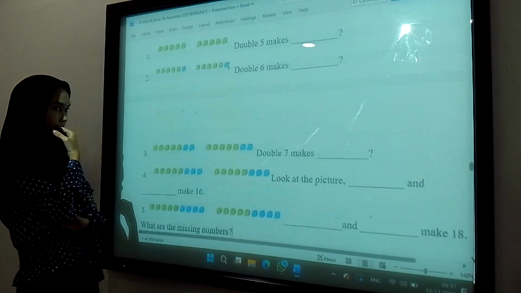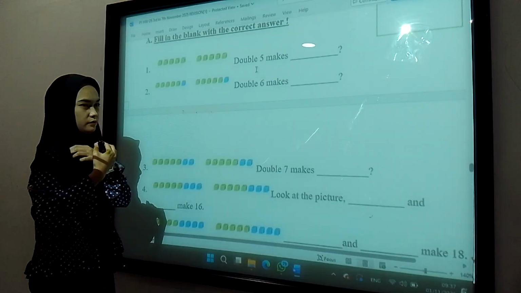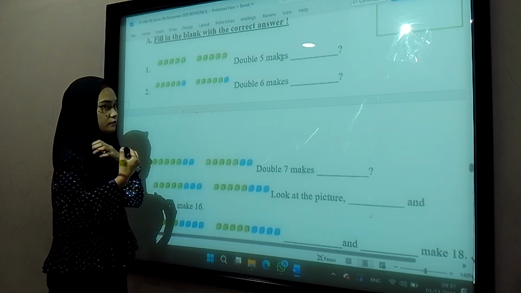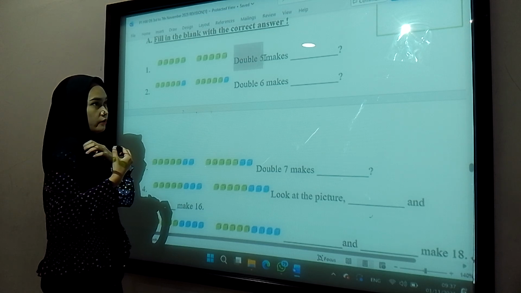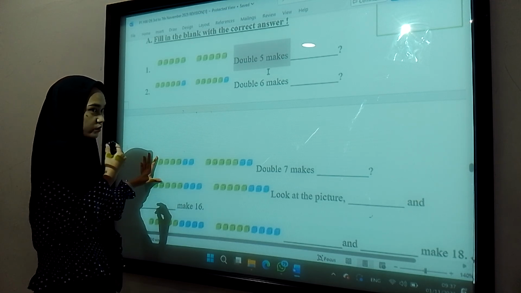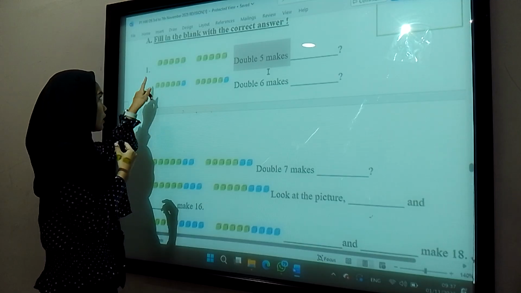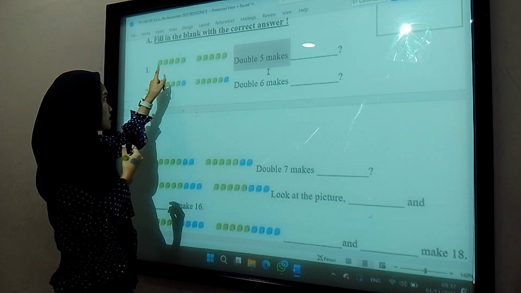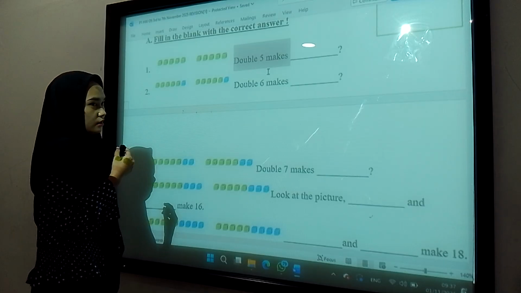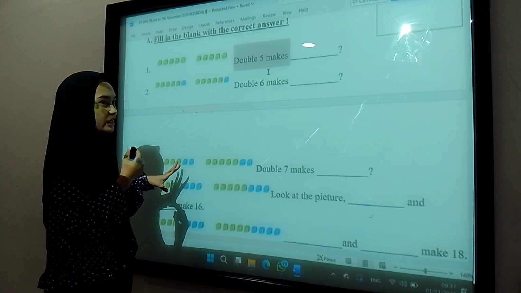So this concept of doubling the number is just like you times two. What is the operation of this one? Double five means they need to count two times with the same number. So we have provided a picture here, so they just count how many the total. Two times, or five plus five.